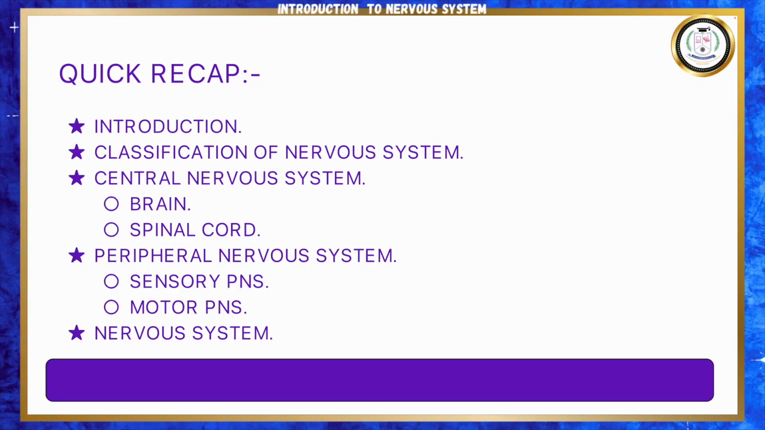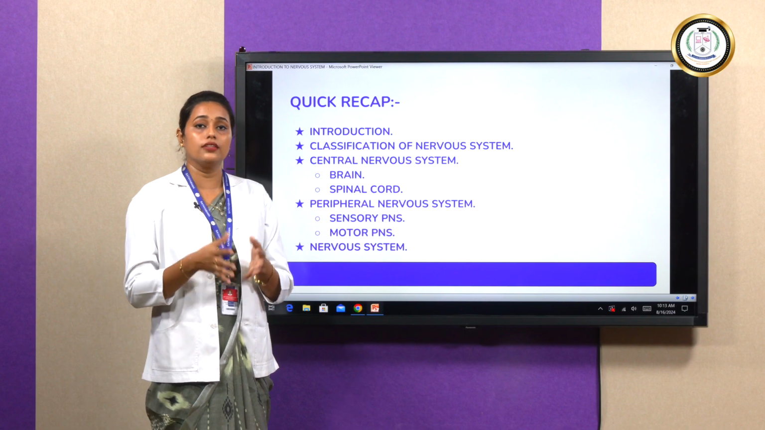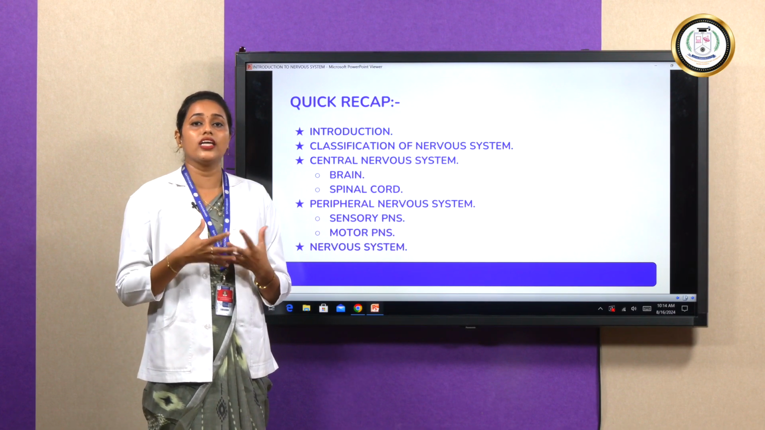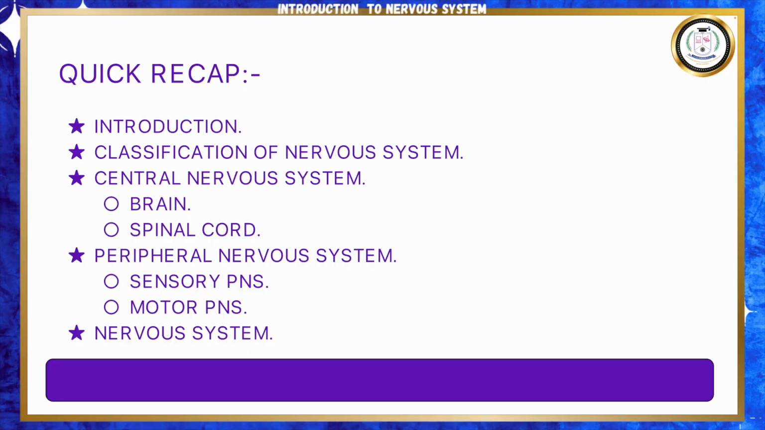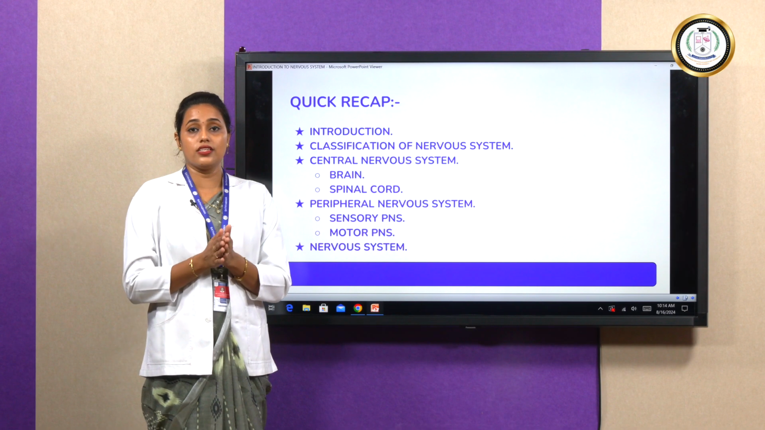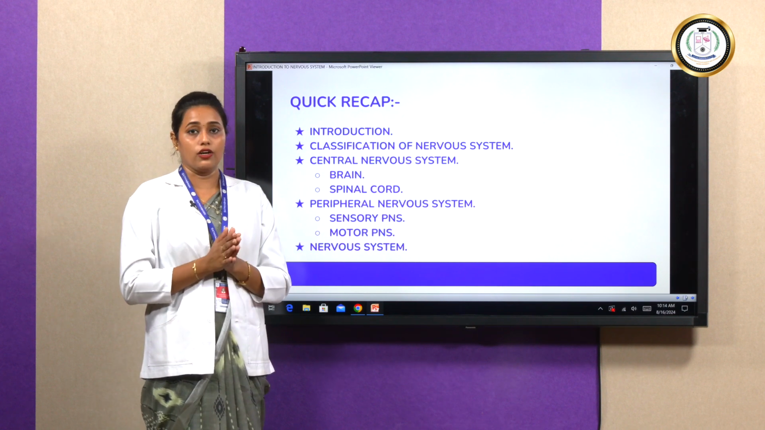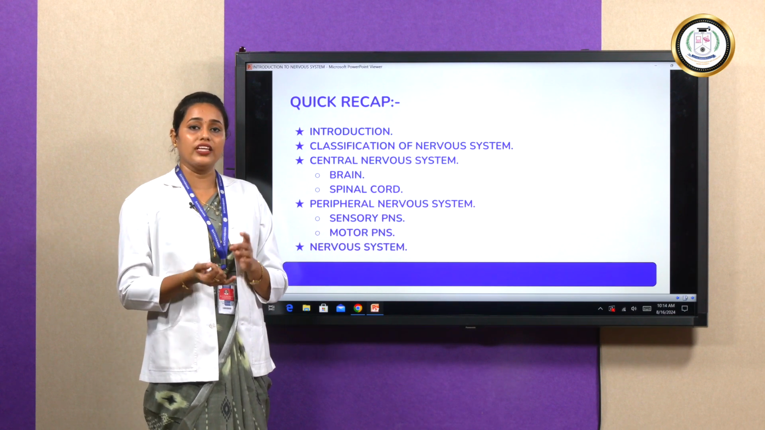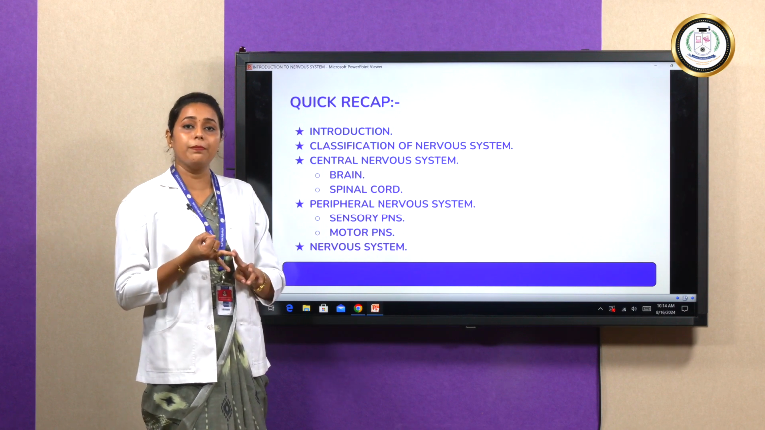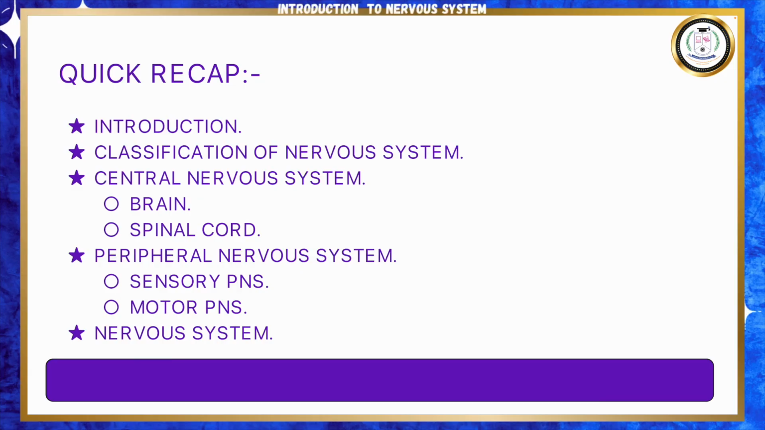Now we'll have a quick recap on the introduction to the nervous system. First, we discussed the nervous system. The nervous system is the control center acting within our body, and it is further classified into the central and peripheral nervous system. The central nervous system is further classified into the brain and spinal cord. In the brain, we have three components: the forebrain, midbrain and the hindbrain. Again, we discussed the spinal cord and two roots, the ventral and the dorsal root.